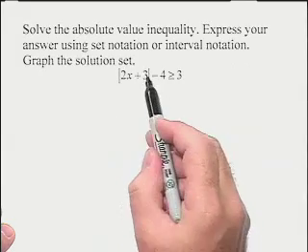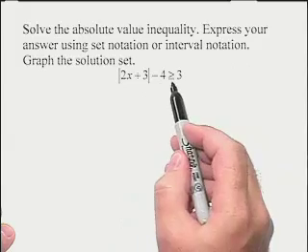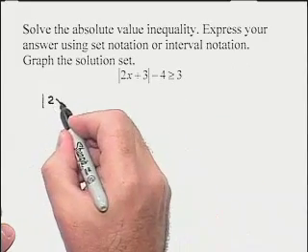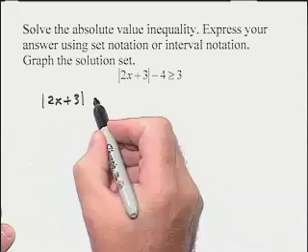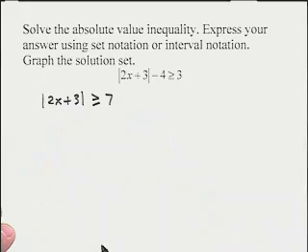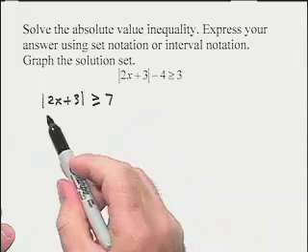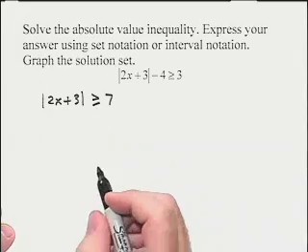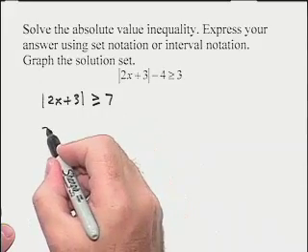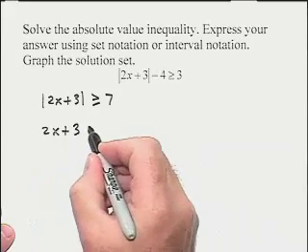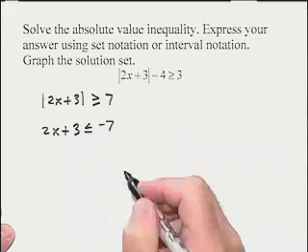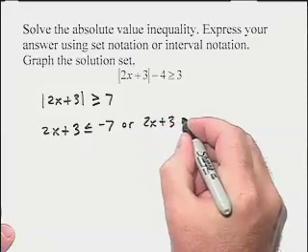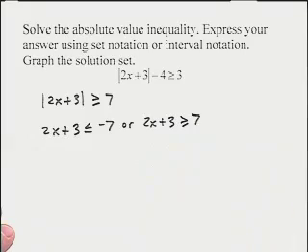We're going to start by isolating the absolute value portion by adding 4 to both sides of the inequality. So that gives us the absolute value of 2x plus 3 is greater than or equal to 7. Next, we're going to get rid of the absolute value signs by rewriting this as two inequalities. We're going to have 2x plus 3 is less than or equal to negative 7, or 2x plus 3 is greater than or equal to 7.